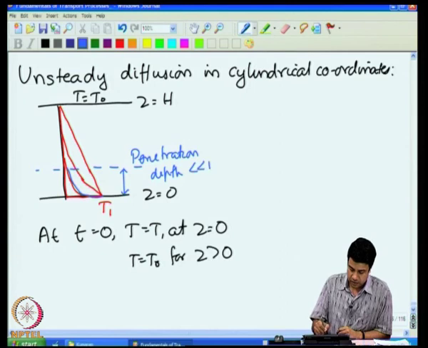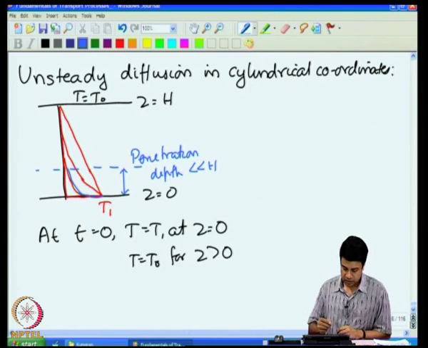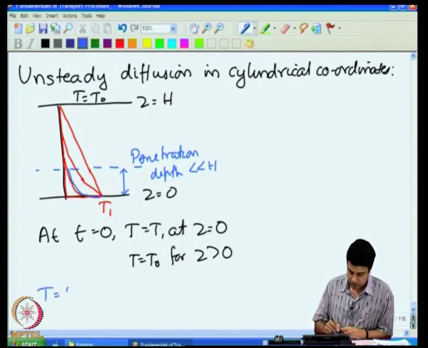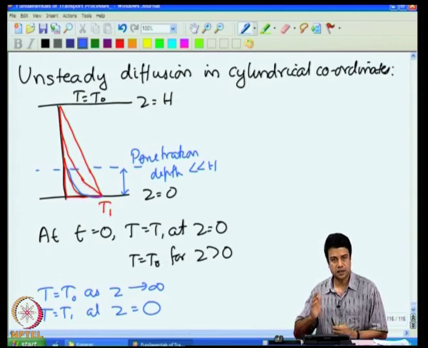If this penetration depth is small compared to the height of the channel, I can effectively impose a boundary condition of the kind t is equal to t naught as z goes to infinity and t is equal to t 1 at z is equal to 0. And so, effectively we assumed that the boundary condition at z is equal to h was equivalent to putting a boundary condition at z is equal to infinity, because the penetration depth is much smaller than the height of the channel.